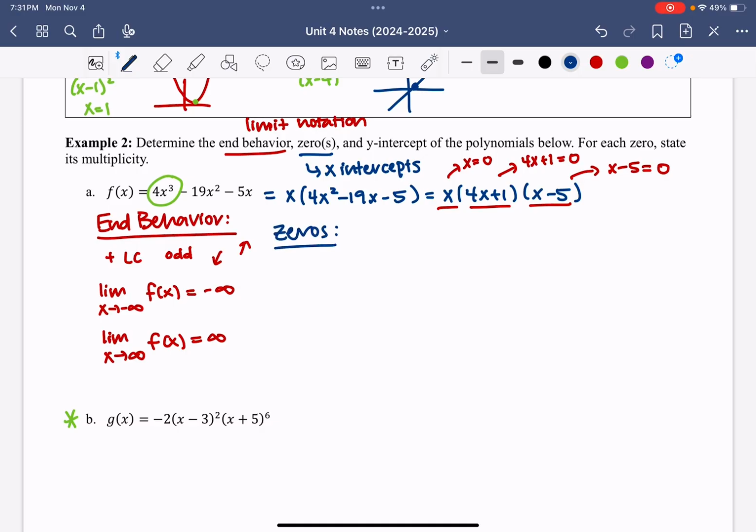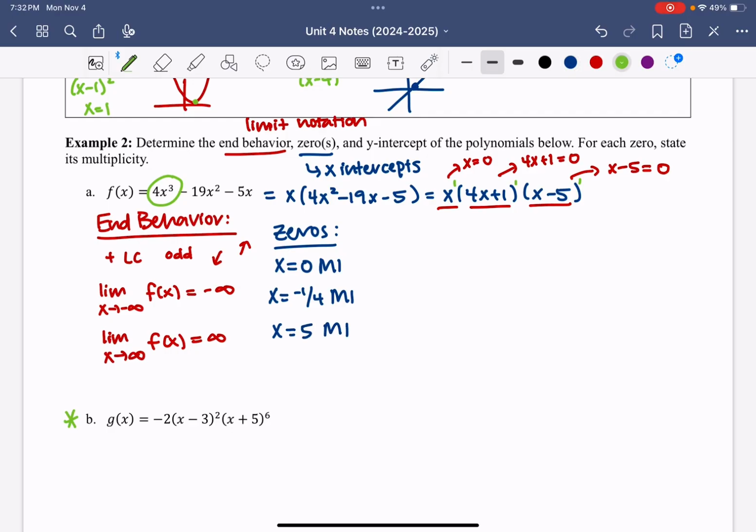Okay, so the first one is going to be x equals 0, and the directions did say to state its multiplicity. For that, we're looking to see if there were any exponents on those factors, and in this case, I don't think there was. We just factored that there was only one factor of each, so its multiplicity is 1. I'm just going to represent that with an m1 after it. So I'm going to have x equals negative 1/4 with multiplicity 1, and then x equals 5 with a multiplicity of 1.